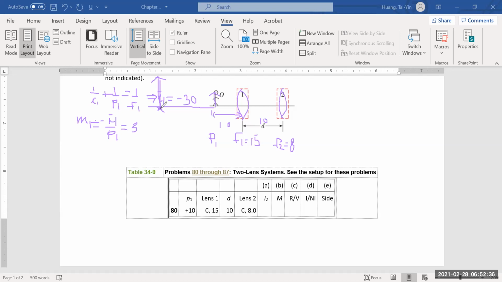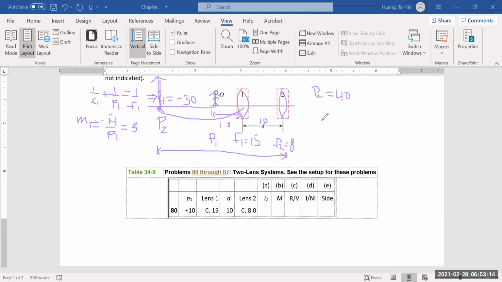The image produced by lens 1 becomes the object of the second lens. Then we can apply the lens equations again, ignoring the first lens, and just treat this as my P2. From this point all the way to the second lens, we need to decide what our P2 is. This is already 30, that's your I1, and then here's an additional 10. So your P2 is 30 plus 10, that will be 40 centimeters.